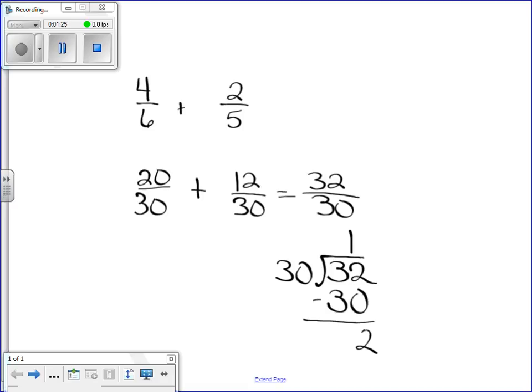And when you write it, again, this one right here is your whole number, 1. This is your numerator, 2. This is your denominator, 30. So you should have 1 and 2/30ths as your first answer. And, hold on, it has to be simplified. How do you know it's supposed to be simplified? Well, they're both even. 2 is an even number, 30 is an even number, so they can both be simplified by 2.